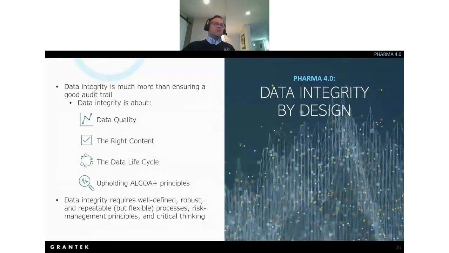Data integrity is much more than ensuring that your system has an audit trail. It's about ensuring that you have quality data, that we are gathering the right data and metadata, that we're considering the entire data lifecycle from creation all the way through to destruction, and that you're upholding ALCOA Plus principles. Data integrity requires well-defined, robust, repeatable, but flexible processes. It also requires that risk management principles are taken into account, and it requires that you use critical thinking when designing and deploying systems.